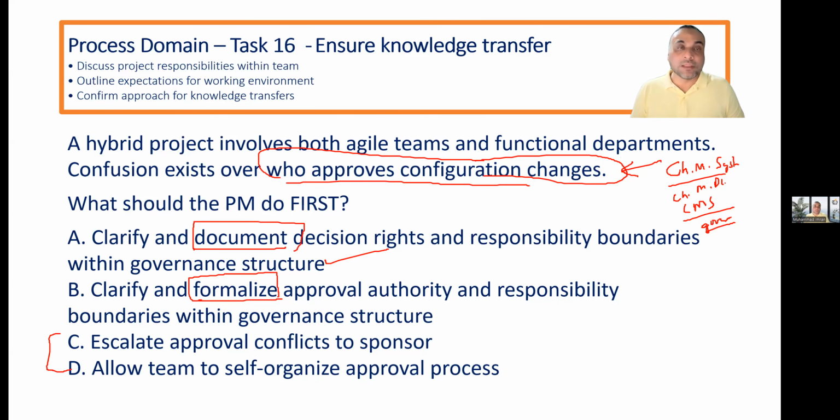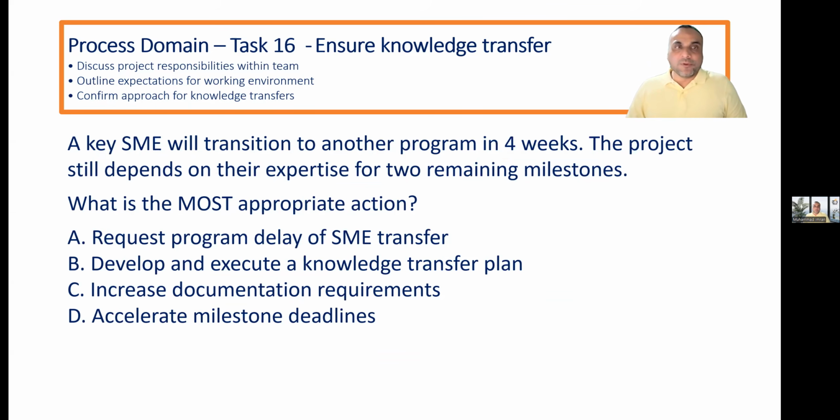That's what I always say: one word will make your life different in a situation. Carefully read the words. Try to understand what they are saying. A key SME will transition to another program in 4 weeks. The project still depends on their expertise for two remaining milestones. What is the most appropriate action?